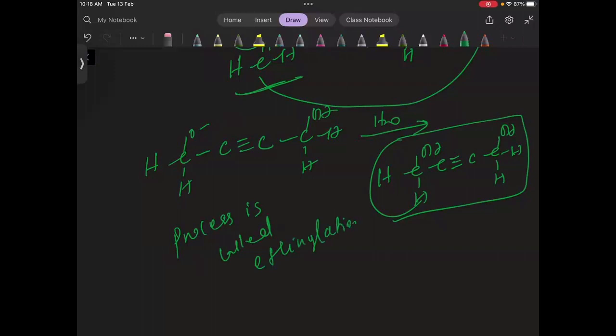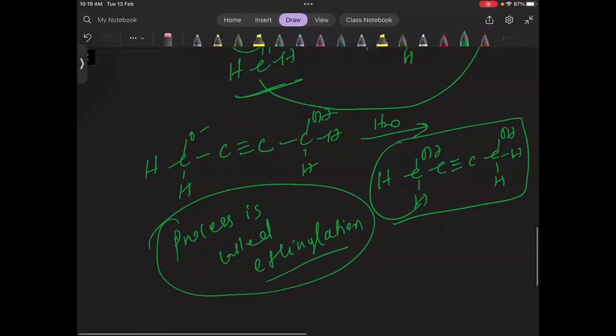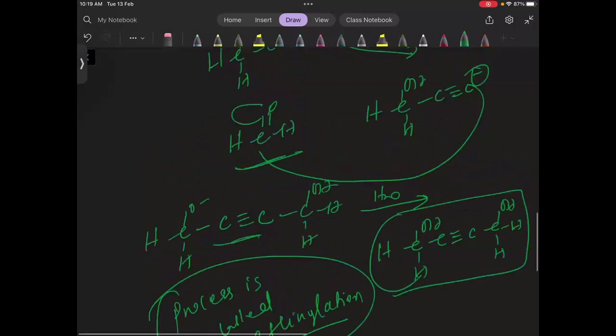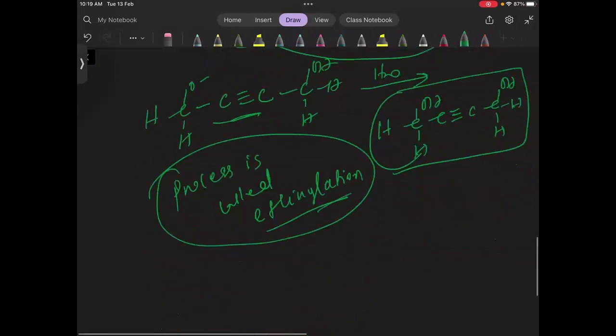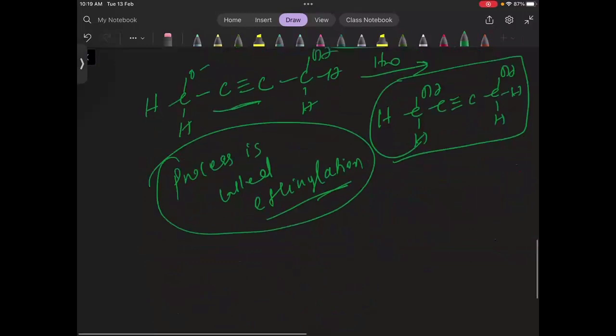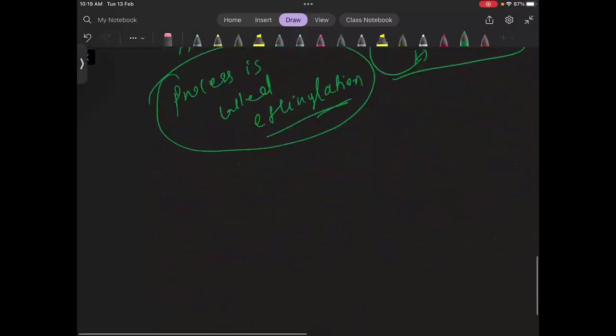Ethynylation. This is called the ethynylation process, because we have taken the ethyne group like that. If you take propyne, this is called propynylation. If you take butyne, this is called butynylation. So we have taken that ethyne, so this is called ethynylation. Similarly, you can say propynylation. Okay students, now next is that the carbonyl compound will react with that.